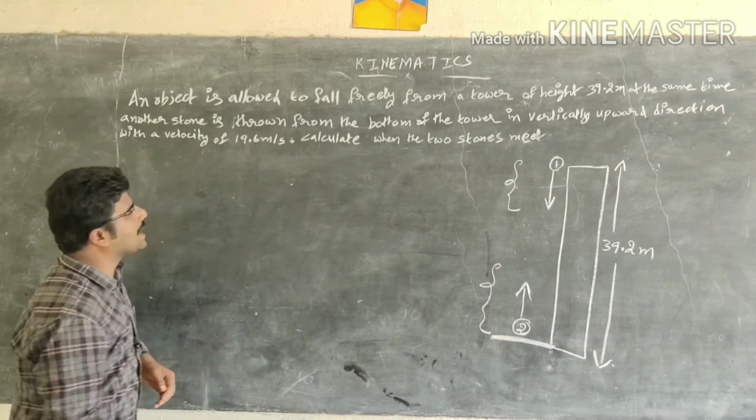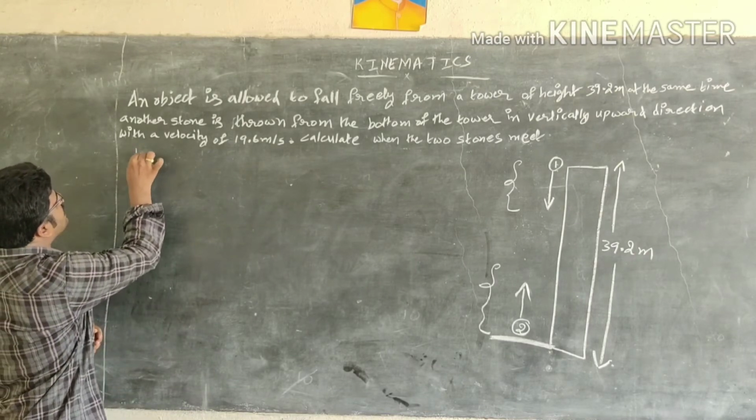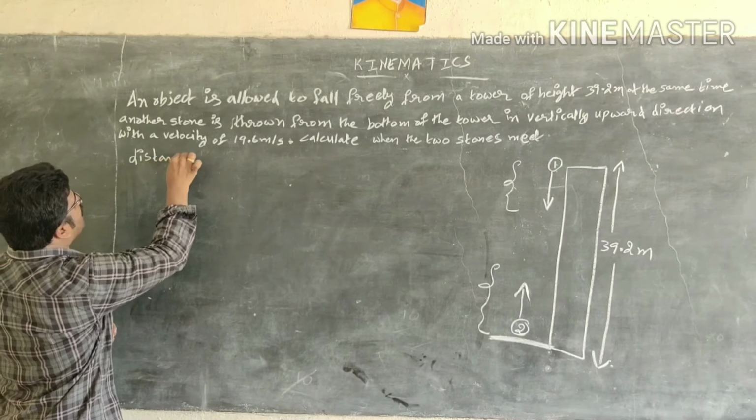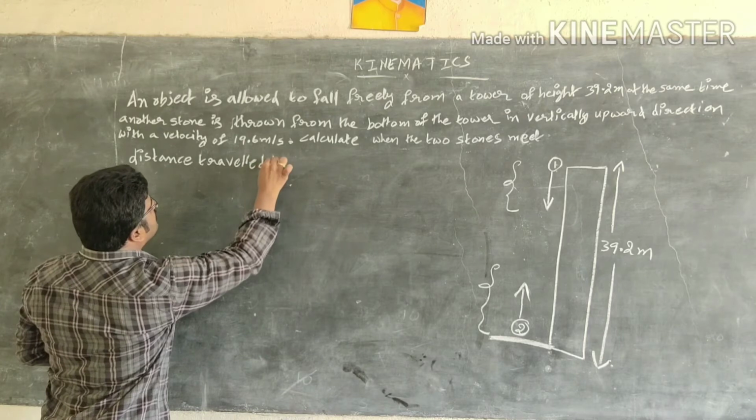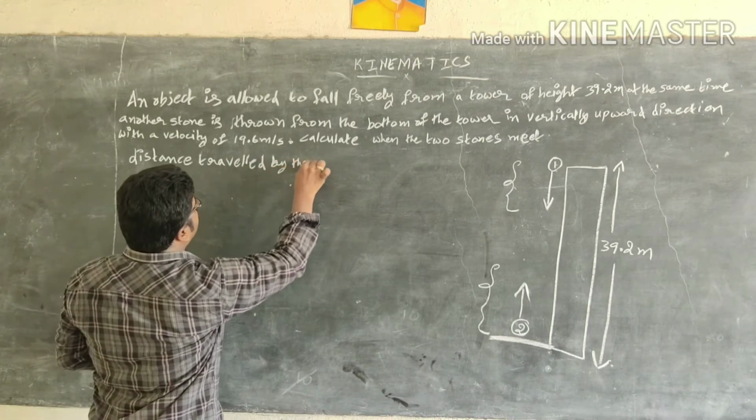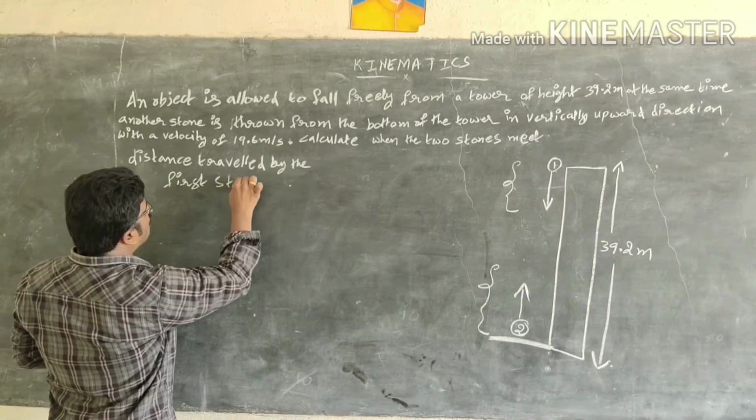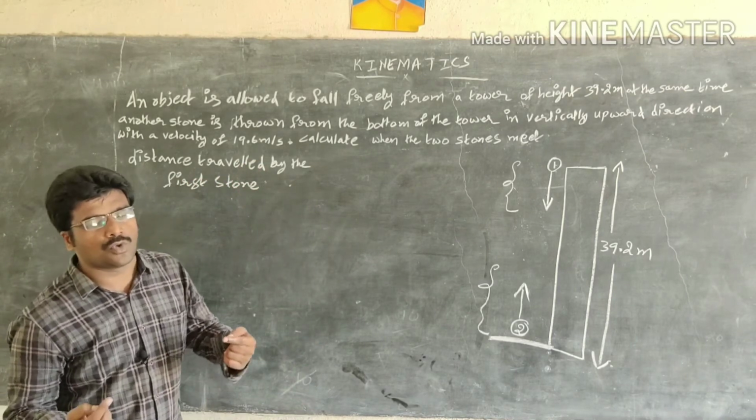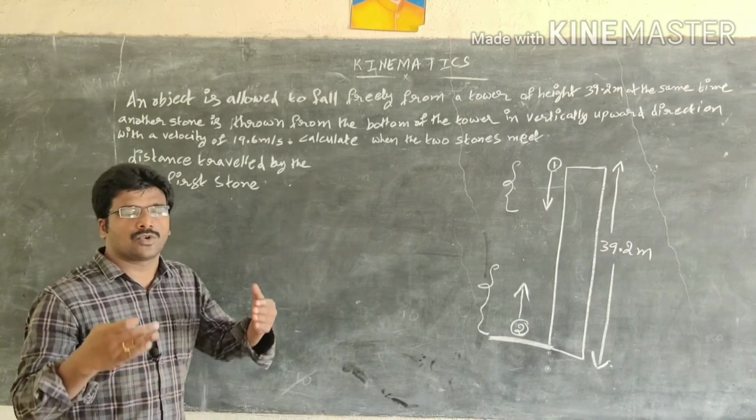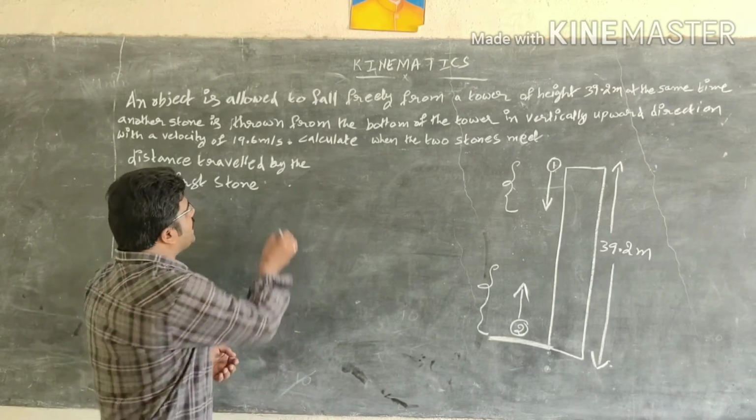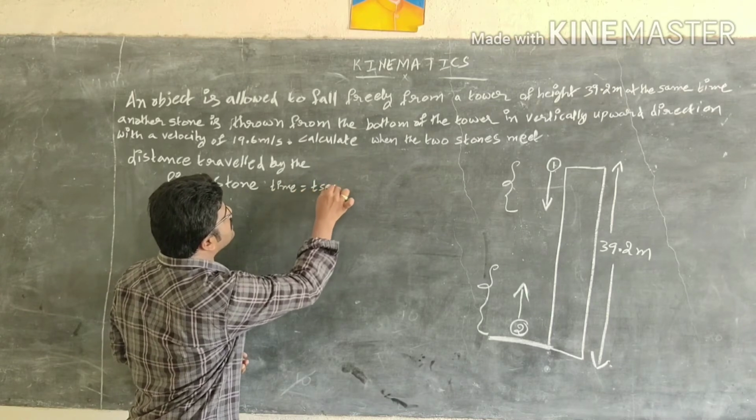So first we are going to calculate the distance travelled by the first stone. We don't know the time. So let us consider they will meet at a time t. So in t seconds the two stones are going to meet. So indirectly we are going to take time equal to t seconds.